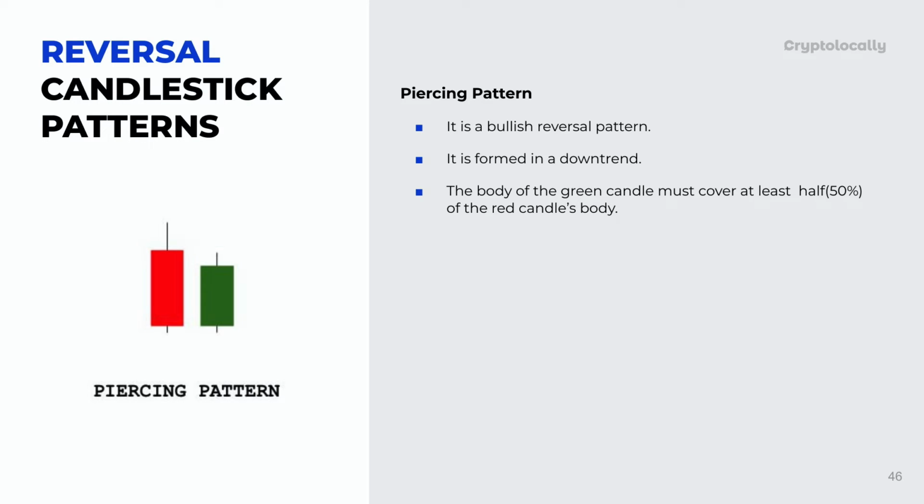And this kind of pattern is formed in a downtrend. When you see it in a downtrend, it represents a bullish reversal pattern. If we have been having a downtrend and you see a piercing pattern, it means the trend is about to change to a bullish trend. Do you understand? Let's look at it in a real life scenario.